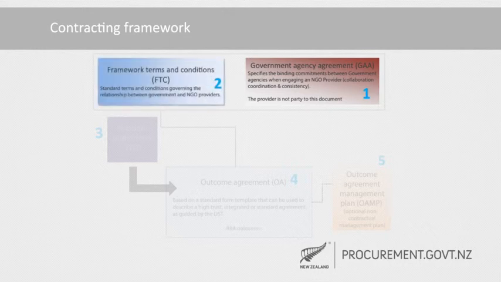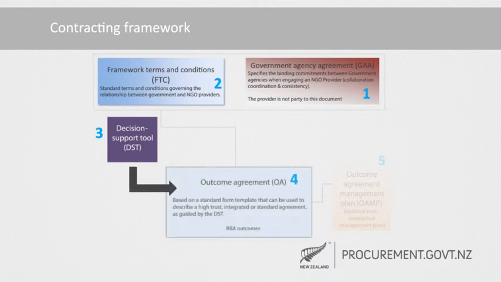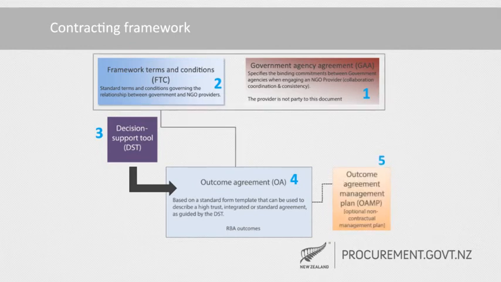The framework terms and conditions are the standard terms and conditions that apply to outcome agreements between government agencies and providers. The Decision Support Tool is an Excel-based tool that helps agencies identify and manage risks in a consistent way when they contract with NGOs. The outcome agreement is the agreement between the purchasing agency and the provider about the services that will be delivered. It covers things that are specific to the services, such as outcomes, payment and reporting. The Outcome Agreement Management Plan is an optional contract management plan. Together, they form the contracting framework.